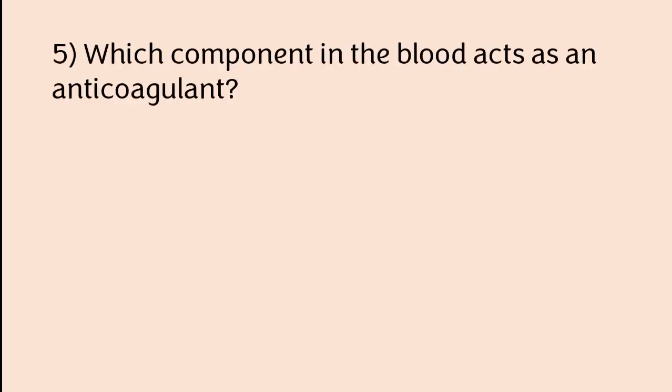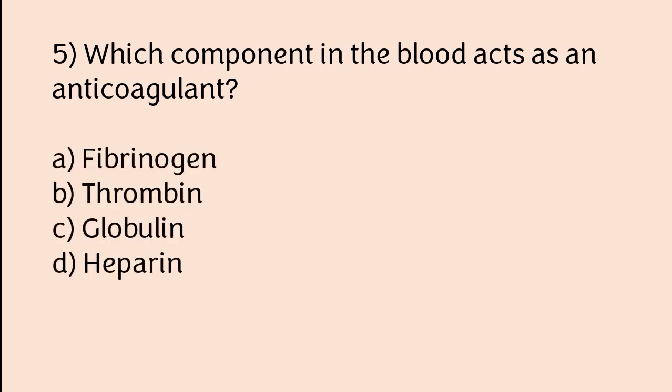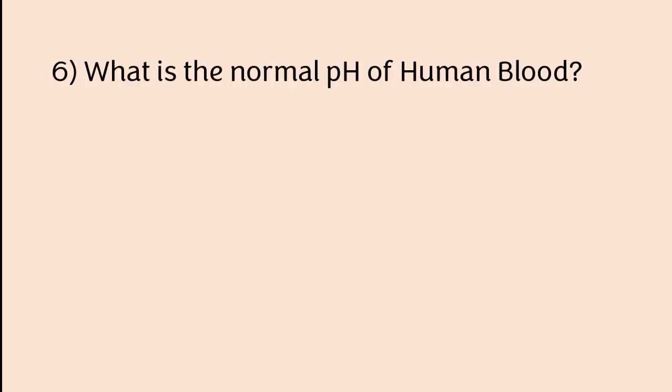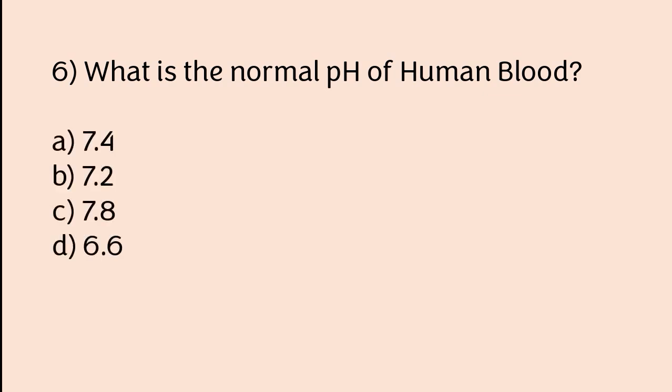Which component in the blood acts as an anticoagulant? Fibrinogen, thrombin, globulin, heparin. The correct answer is option D, heparin. What is the normal pH value of human blood? 7.4, 7.2, 7.8, 6.6. The correct answer is option A. 7.4 is the normal pH value of human blood.